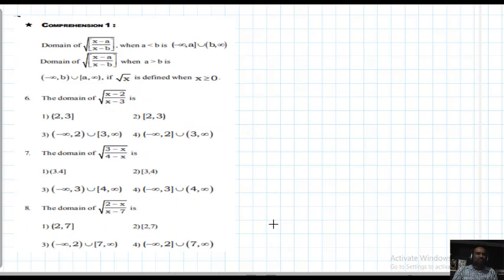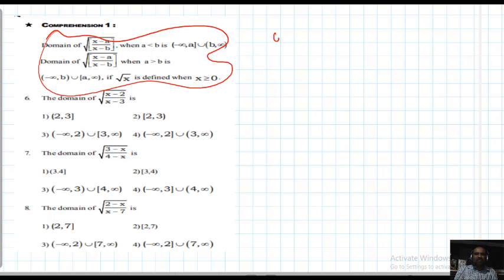Okay. Next, students, comprehension type questions. Some information is given. By using this information we need to solve problems 6, 7, 8. What is the information? It is how to find the domain of the function. That's all. That is the information.